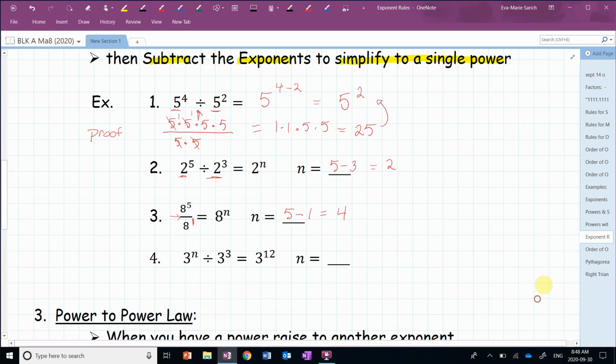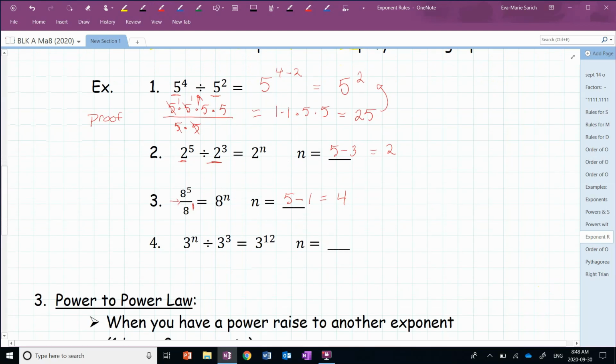Okay? Let's look at our fourth example. Okay, 3 to some number divided by 3 to the third equals 3 to the 12th. Well, you have to think, what would this number be if we're going to subtract 3 as the exponent and it's going to equal 12, right? Because you're supposed to be subtracting the exponents. So you would actually add 3, and this would give you n to the 15th, because 15 minus 3 gives you 12.